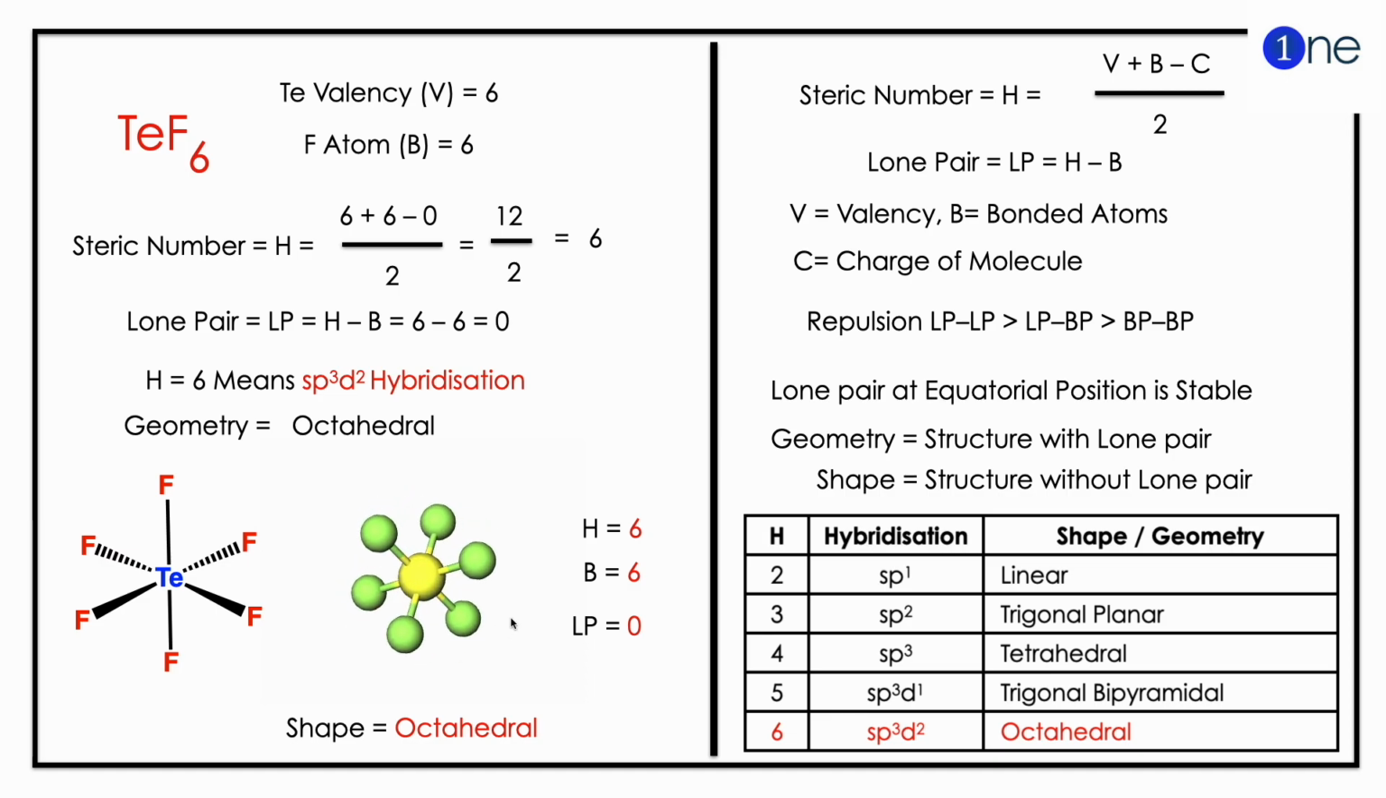So there is no lone pair, means the structure is octahedral. So the shape of tellurium hexafluoride is octahedral.